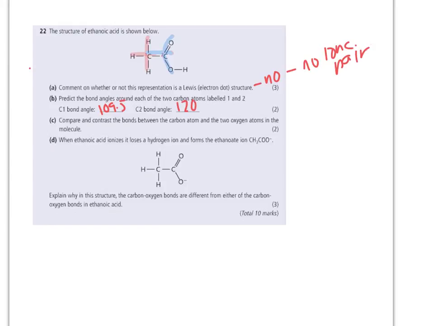So compare and contrast the bonds between the carbon atom and the 2 oxygen atoms. Well, the double bond is going to be shorter and stronger. And the single bond is going to be longer and weaker.